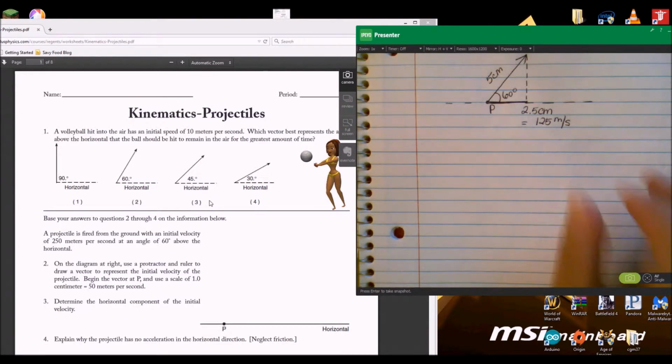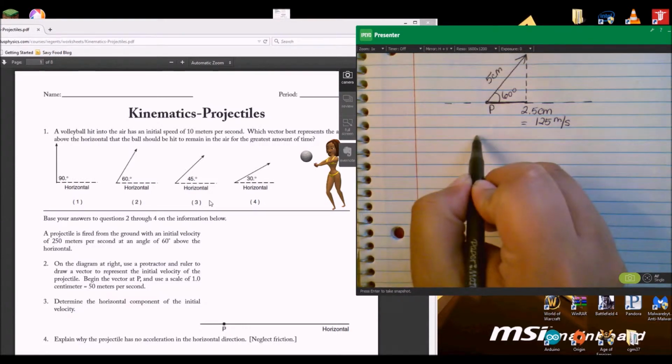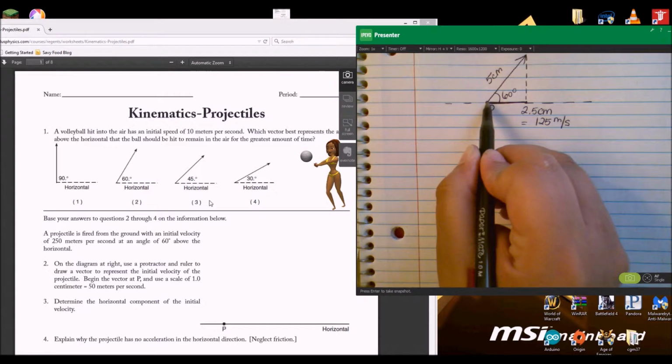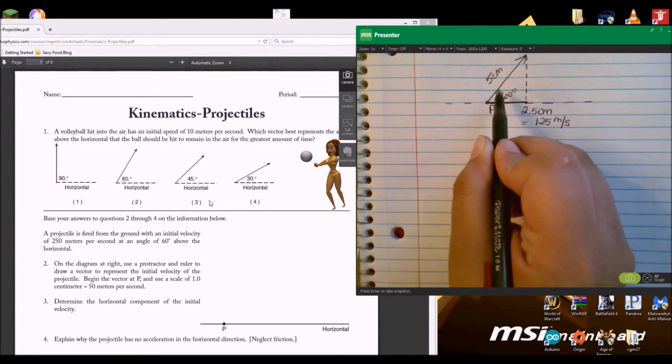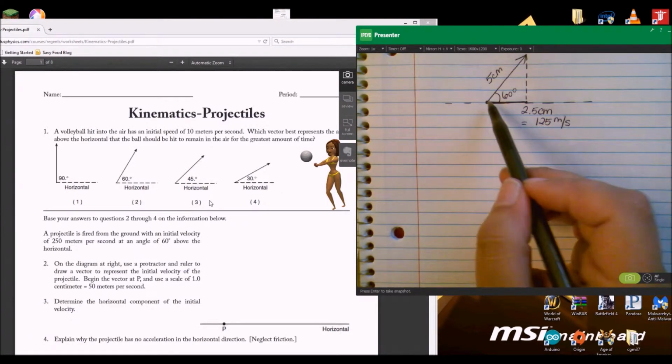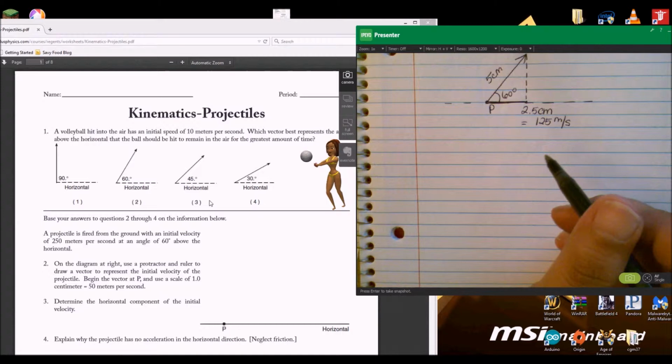Okay. And number four asks you to explain why the projectile has no acceleration in the horizontal direction. Anytime that an object has left the location and it's in the air, there's no force to push or pull it anymore after it's gone, which means that horizontal velocity is always going to remain the same.